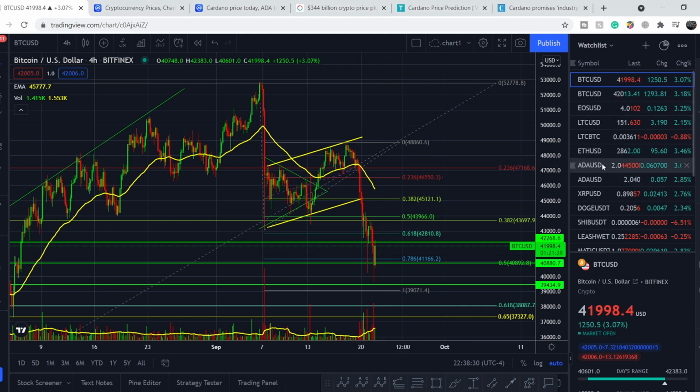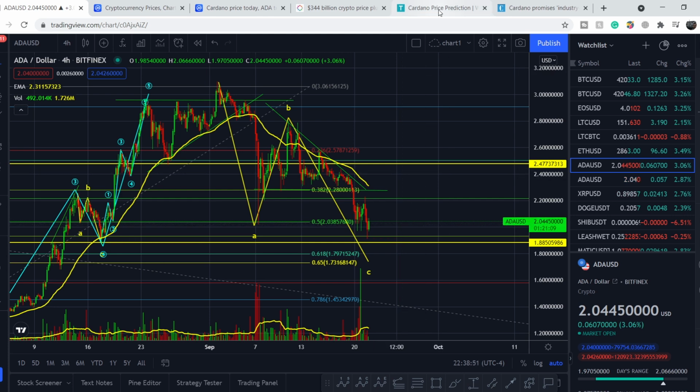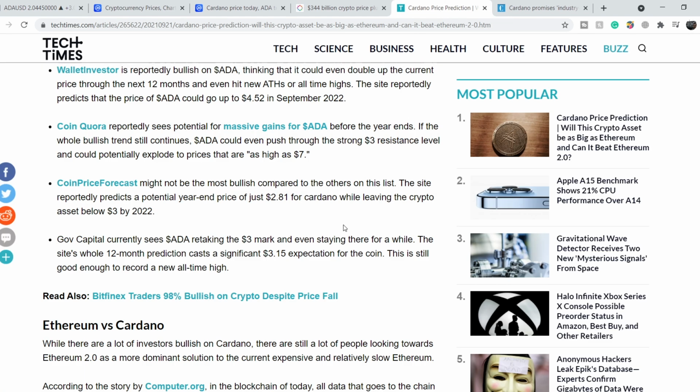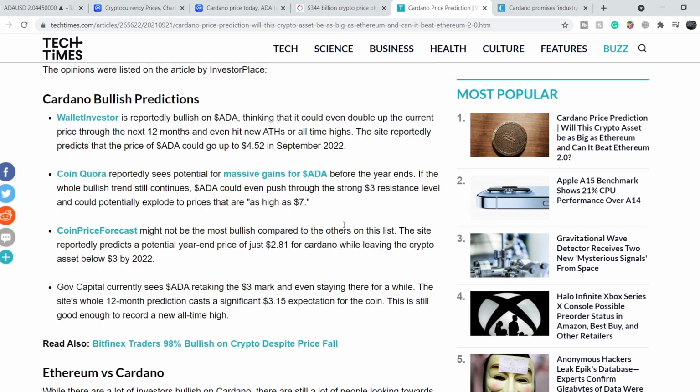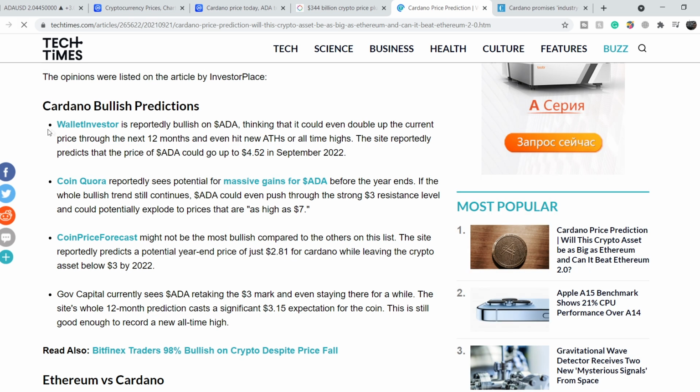So let's continue with the ADA token. And let me show you first of all some price predictions. We are on techtimes.com, and we have several predictions made by different analysts and companies. First of all, Wallet Investor is reportedly bullish on ADA, thinking that it could even double from the current price through the next 12 months. So its price target is $4.52 in September 2022, and in my opinion it is a very conservative price target for Cardano. Next one, CoinQuora set the price target of $7.